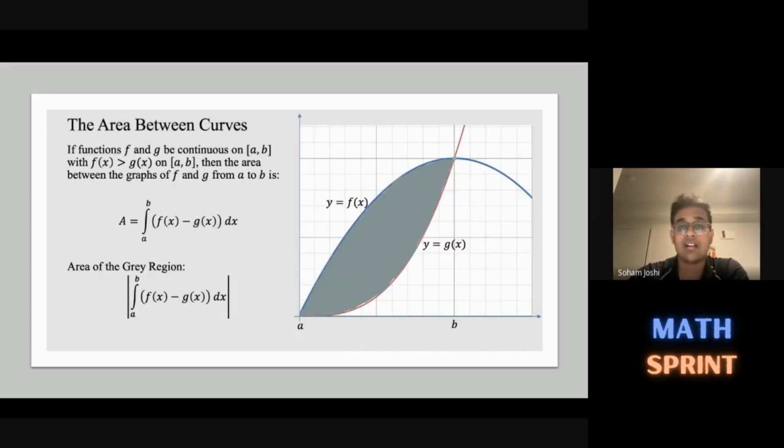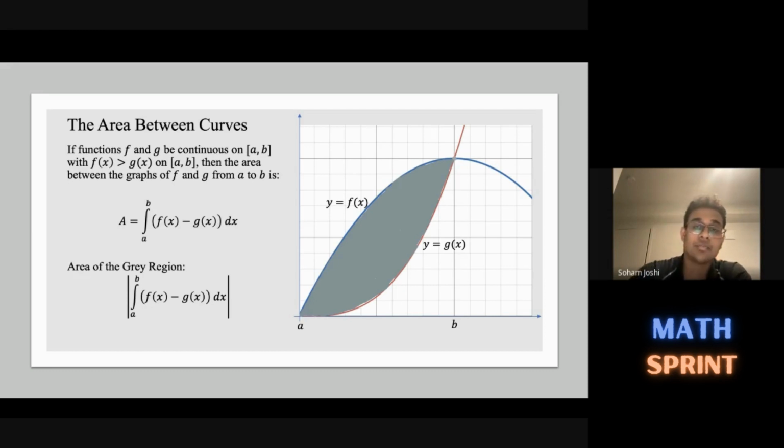Okay, so now the area between two curves. Let's take a look at the graph on the right. Suppose we wanted to find the area of the gray shaded region, which is the region bounded by the red curve and the blue curve only. If the functions f and g are continuous on a comma b, with f of x being greater than g of x being greater than 0 on a comma b, then the area between the graphs of f and g from a to b is the definite integral of f of x minus g of x with respect to x with a lower limit of a and an upper limit of b.